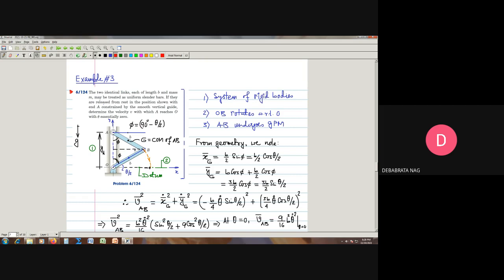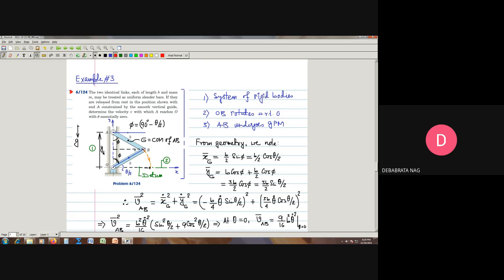As a result, we see from here that x bar g is going to be b by 2 sine phi, because this is b sine phi, and since this is the middle point, this length is going to be half of it. So it is b by 2 sine phi, or it is b by 2 cos theta by 2.